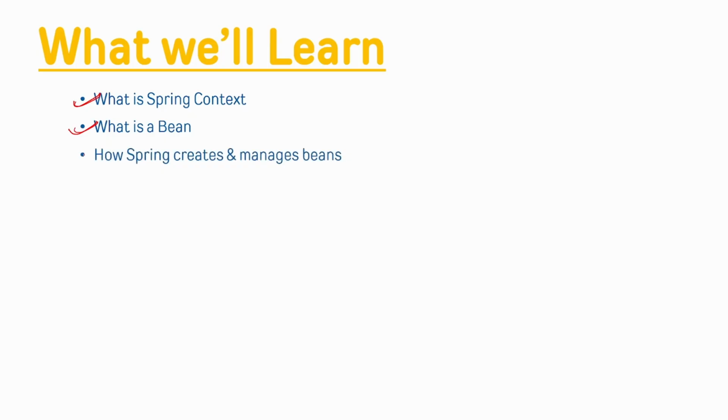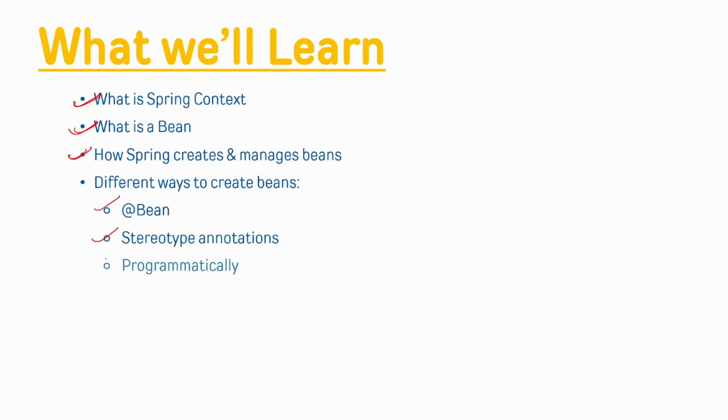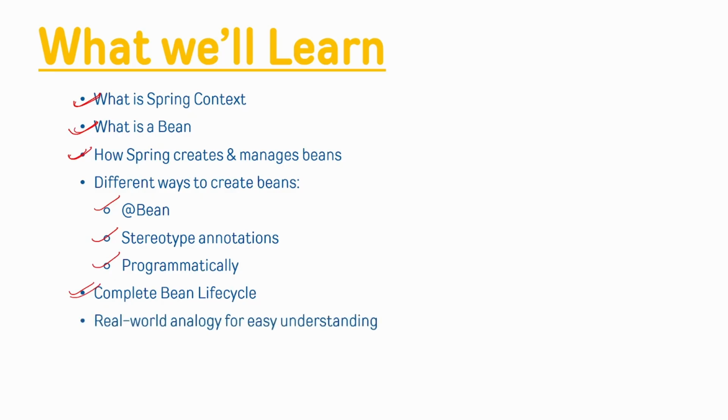So in today's video, first we will learn about what the Spring context is. Then we will learn about what beans are, how Spring creates and manages beans, and different ways of creating beans, like using the bean annotation, stereotype annotation, and how we can create beans programmatically. Then we will learn about the complete bean life cycle, starting with an overview. After that, we will learn about dependency injection in the next video. Next, we will look at a real world analogy for easy understanding.